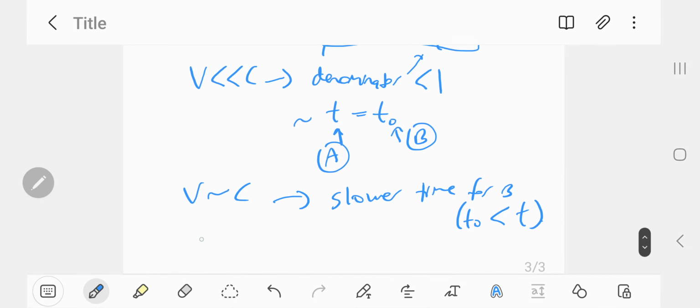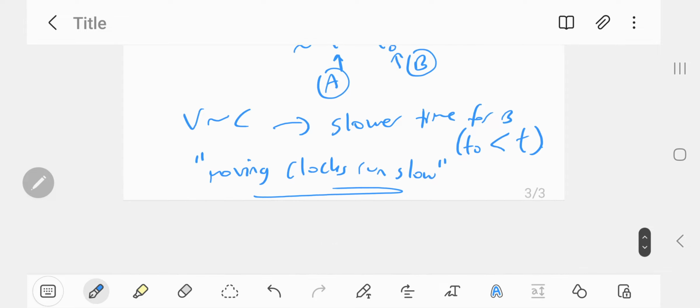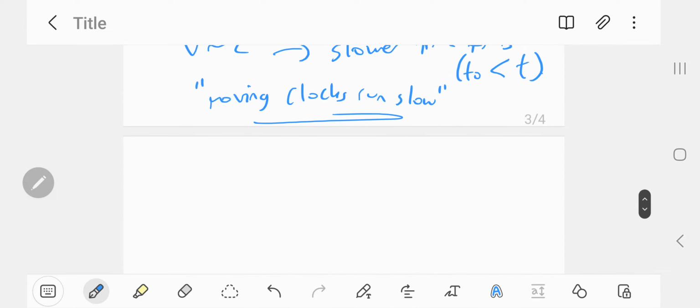This is an important statement. This formula tells you that moving clocks run slow. The faster you move, the slower time runs, and this effect becomes very noticeable at very high speeds close to the speed of light. This is called time dilation, the infamous time dilation formula. Just using simple algebra, you can find some pretty impressive implications for reality as you move close to the speed of light.